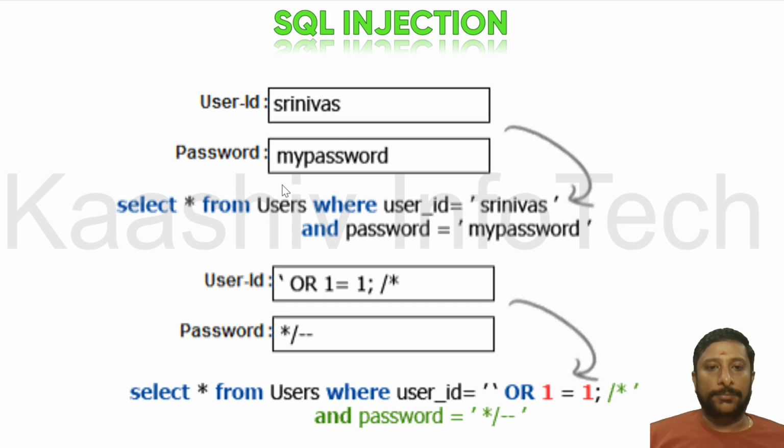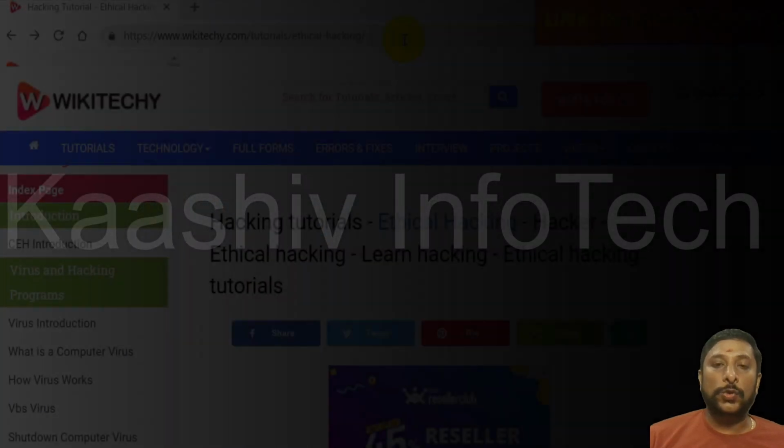Select star from users. This is a SQL query created in the backend on the server, where user equals Srinivas and password equals this one. So, identifying the weakness, they try to give some other nonsense here. You are able to see it here. Trying to hack the system where user ID equals empty OR 1 equals 1, right? They will try to use this weakness of the database and inject into the system. That is called SQL injection.